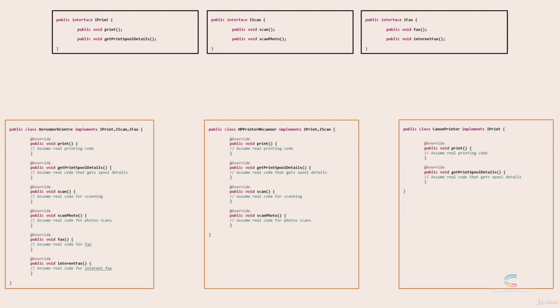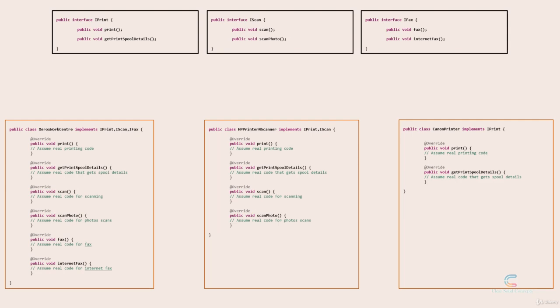Now, if you feel that there are certain functions that are common between a printer, scanner, and a fax machine, you can have a parent interface with the common methods, and you can have the iPrint, iScan, and iFax interfaces extend the parent interface, adding specific methods.